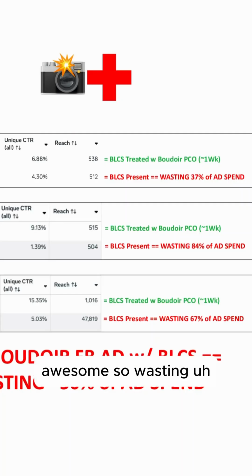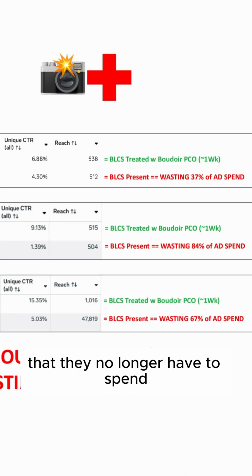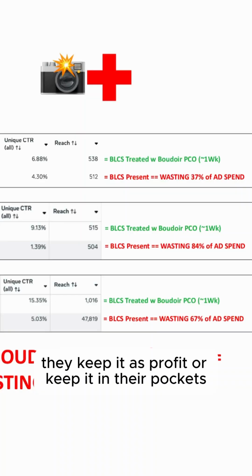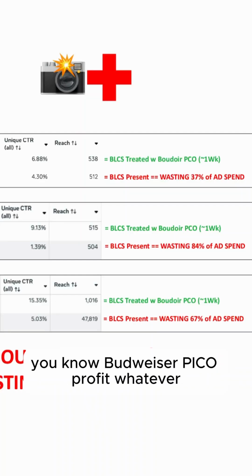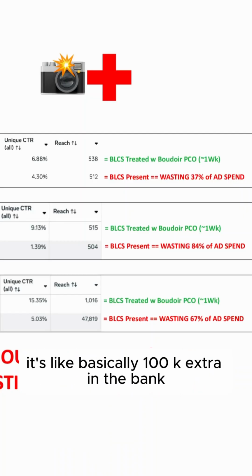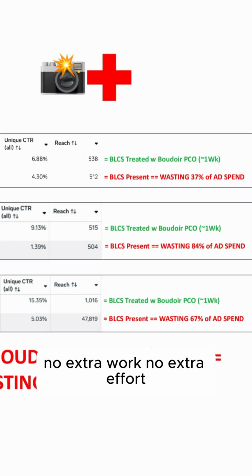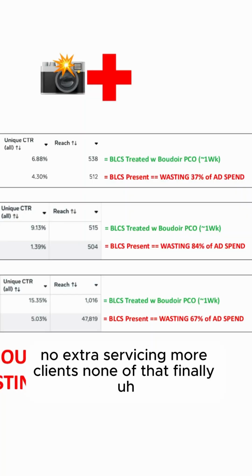Awesome. So that $8,400 a month difference that they no longer have to spend, they keep it as profit or keep it in their pockets every single month. Basically a phantom profit, Boudoir Pico profit, whatever. And at the end of 12 months, it's basically 100K extra in the bank. No extra work, no extra effort, no extra servicing, more clients, none of that.